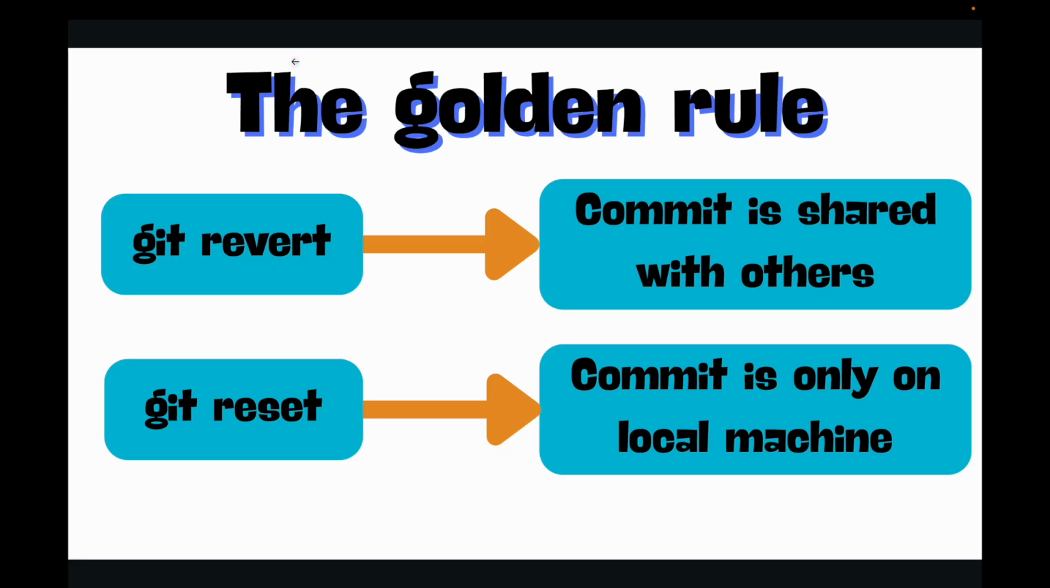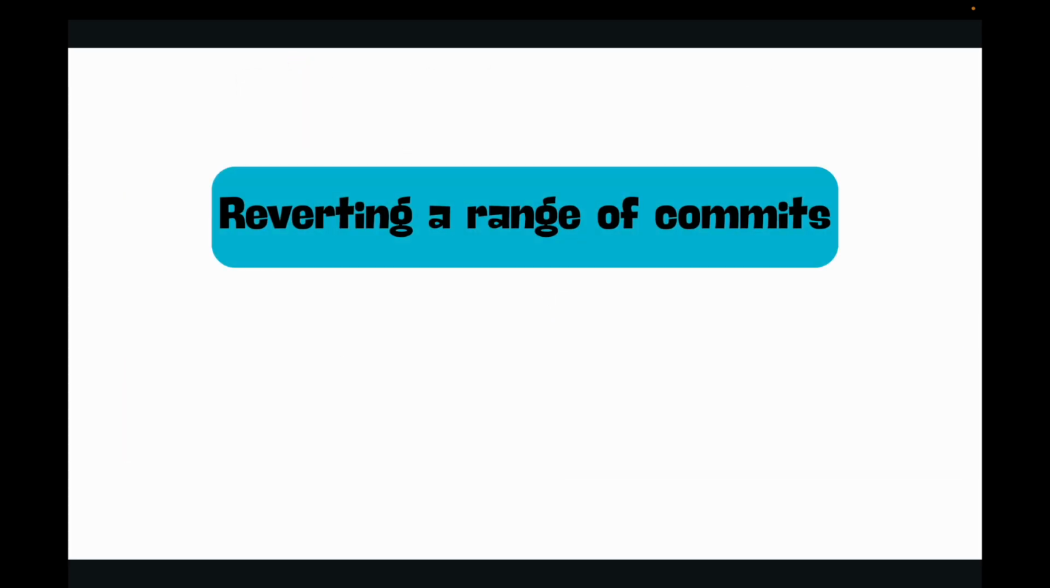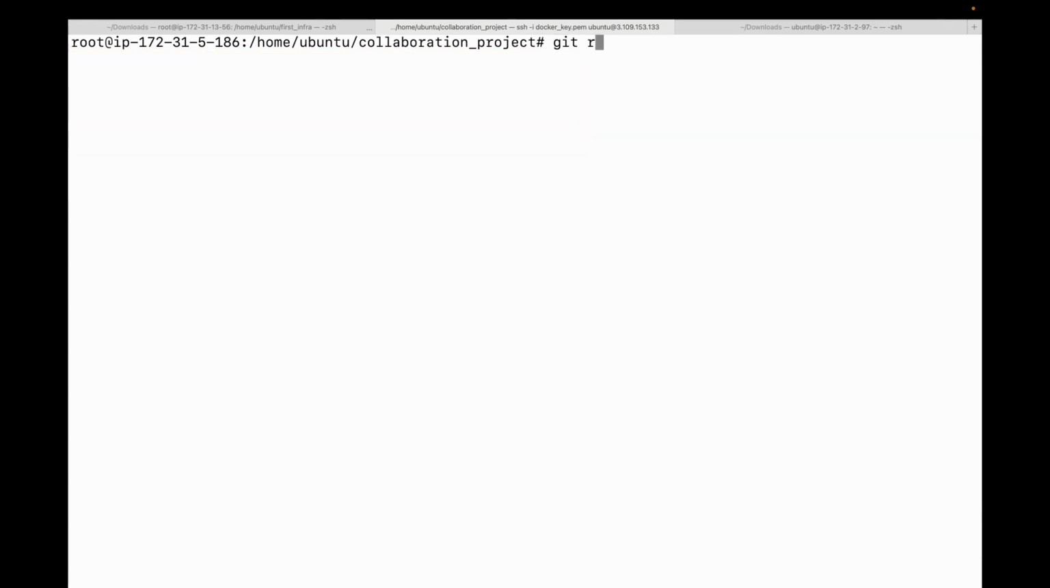So the first one we have is reverting a range of commits. You can revert multiple commits in a row. For that, you can simply run git revert, and then you will need to give your hash, whatever the hash you have, and then dot dot, and then the other hash. So think of this as hash A and then hash B. All right. So between these two hashes, you can revert your changes.